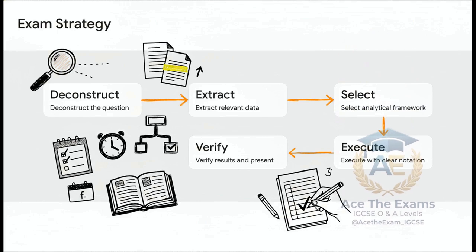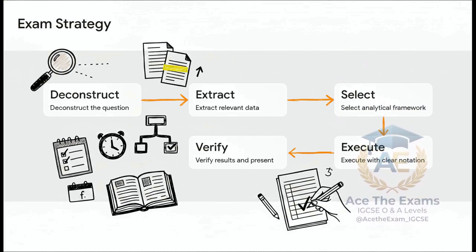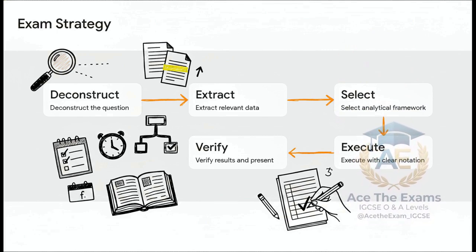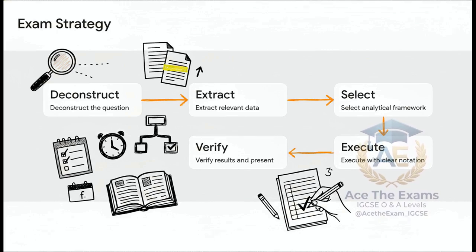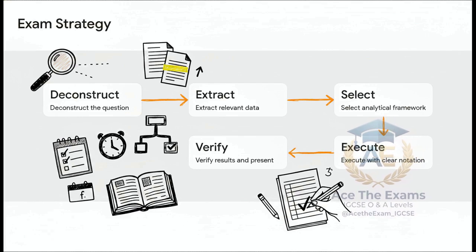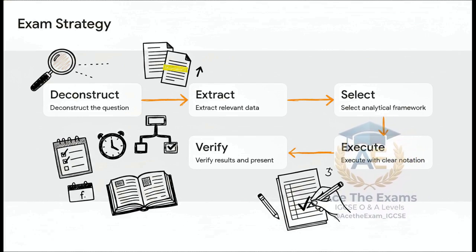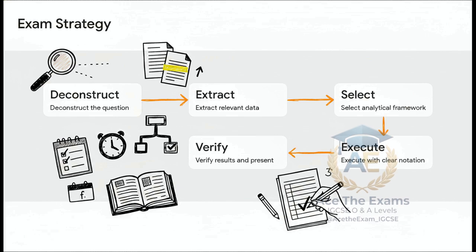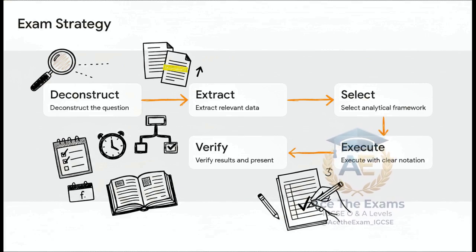Okay, let's execute the checklist. Step 1, deconstruct the question. Physically underline those command words. Step 2, extract relevant data. Highlight the specific source documents. Step 3, select your framework. Ask yourself which specific journal applies here. Step 4, execute with clear notation, applying those strict formats we just talked about.